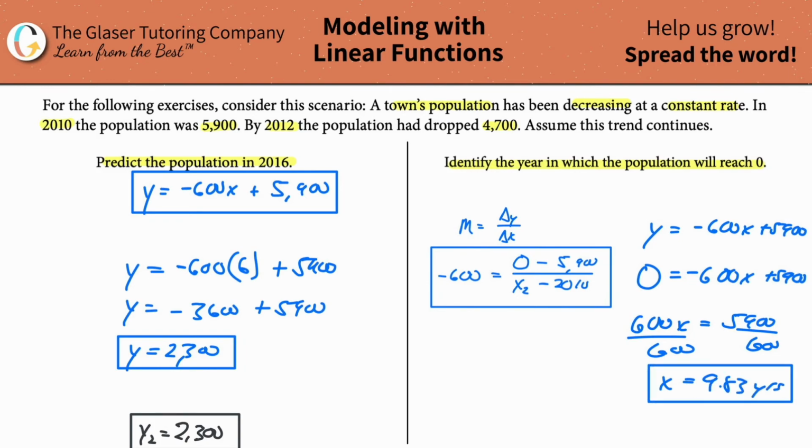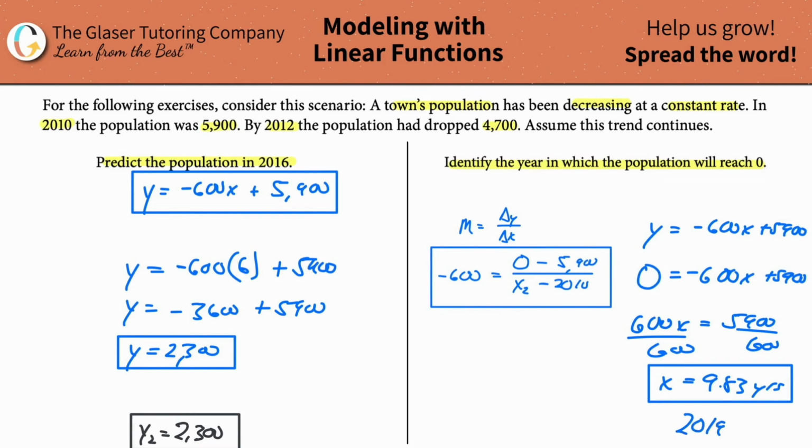Now it says identify the year, okay, in which the population will reach 0. So if you think you're starting in 2010 and think about this, you're going to accumulate 9.83 years. You didn't get to 10. 10 years would have been 2020. But you got 9.83 years. So it's identifying the year in which, not the exact time in that year, but the overall year. So the answer would be then 2019.